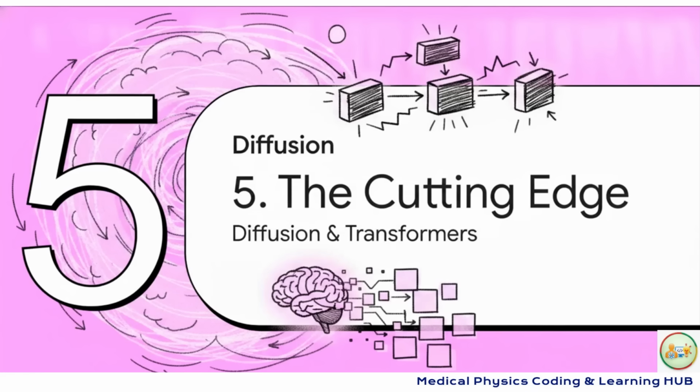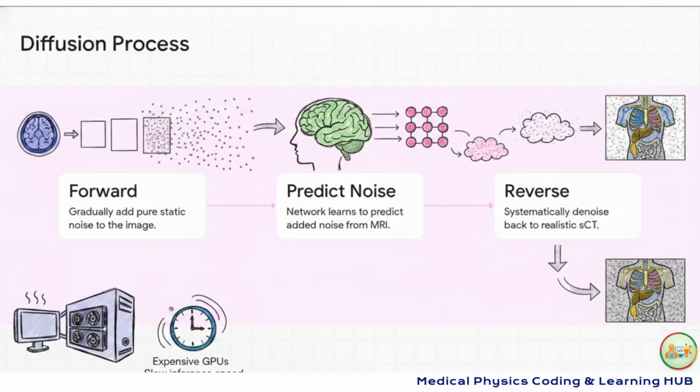Which brings us to Section 5, the cutting edge, diffusion models, and transformers. Let's start with diffusion models, which take an MRI input and generate a synthetic CT output. These things achieve a level of realism that is just unparalleled, and they do it through a surprisingly stable three-step process. First, forward diffusion intentionally adds pure static noise to the image, gradually. Second, a network learns to predict that exact noise, conditioned on the patient's MRI. And finally, reverse diffusion takes a frame of completely random noise and systematically denoises it step by step until you have a pristine, hyper-realistic synthetic CT.